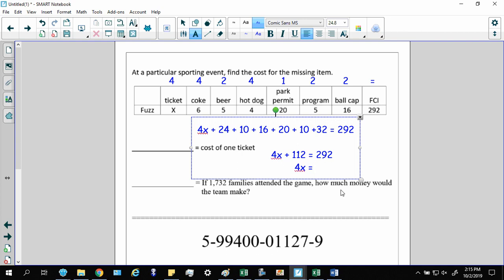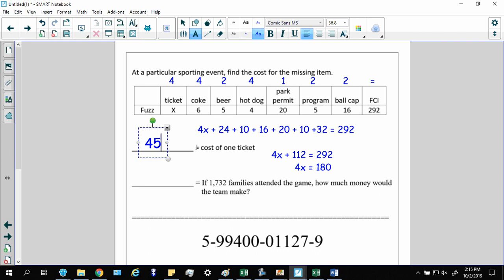Yeah, I think it's 180. Yep, it's 180. And then when you divide by 4, you get 1 ticket being 45.